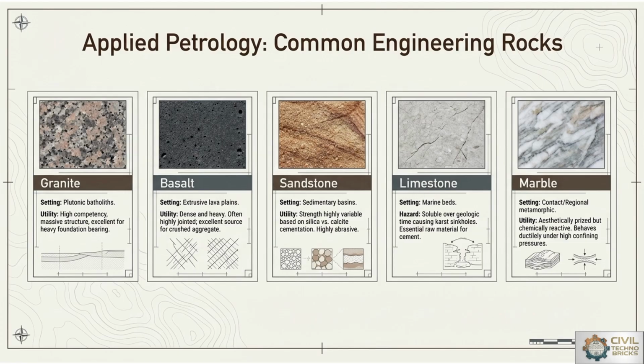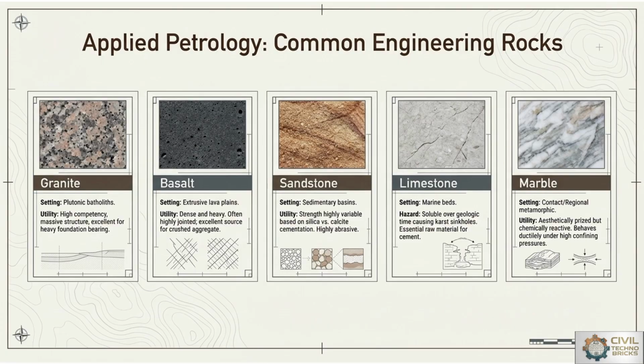So, granite provides excellent bearing capacity and durability. Granite is an intrusive igneous rock which forms within plutonic batholiths. Due to its massive structure, it has high compressive strength. Granite is highly suitable for dam foundations, bridges, and heavy civil engineering infrastructural projects. Basalt is dense, strong, and widely used as crushed aggregate.